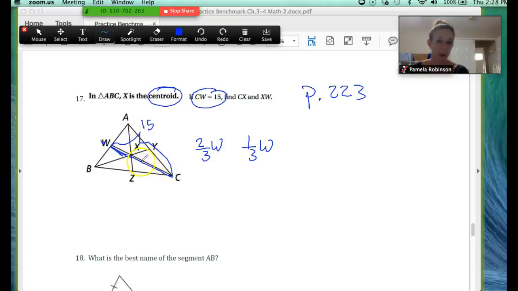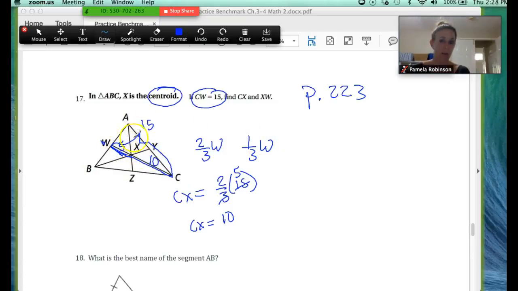Now I know the long part is going to be 2/3 of the whole. So I just go 2/3, and the whole piece is 15. So it's 2/3 of 15. So CX equals 2/3 of the whole. Find CX? Well, that's easy. 3 divides into 15 5 times. 5 times 2 is 10. So CX equals 10. If CX is 10 and the whole part is 15, you know this is 5.